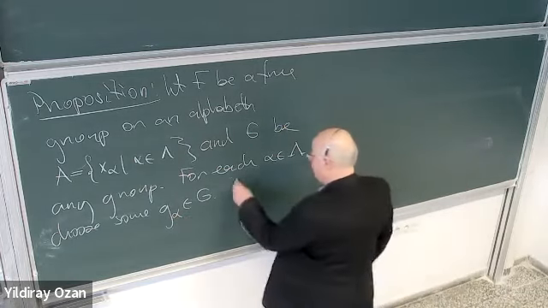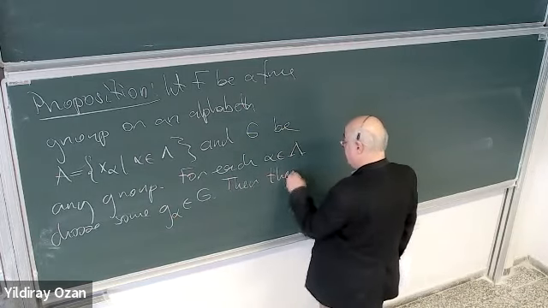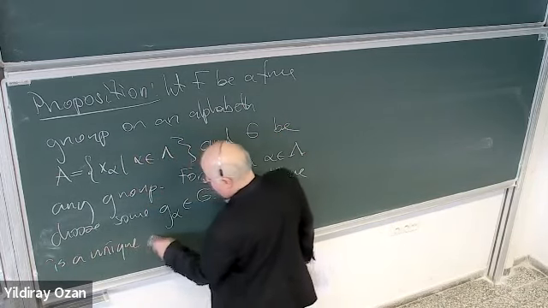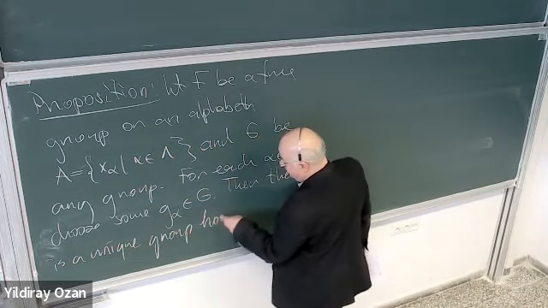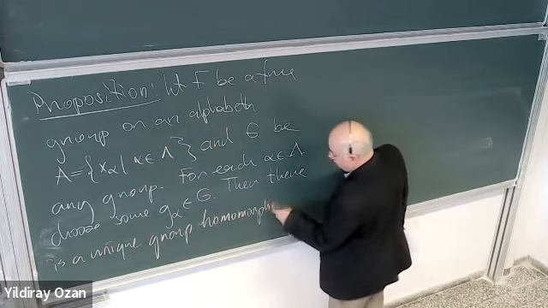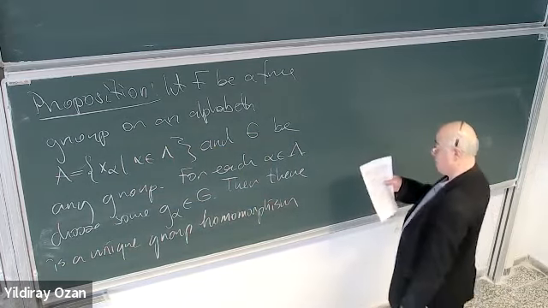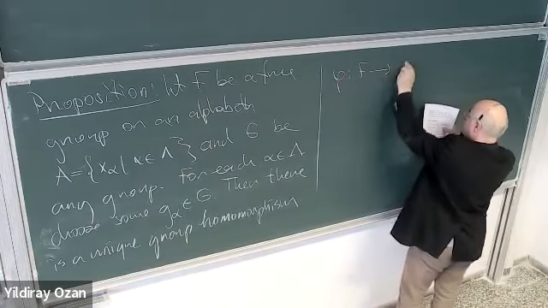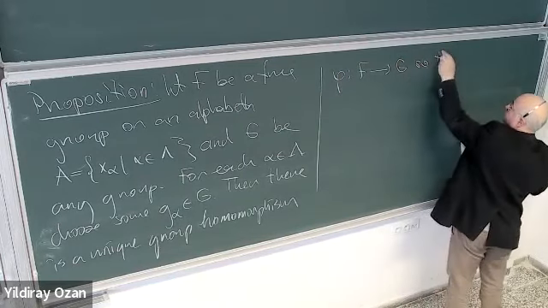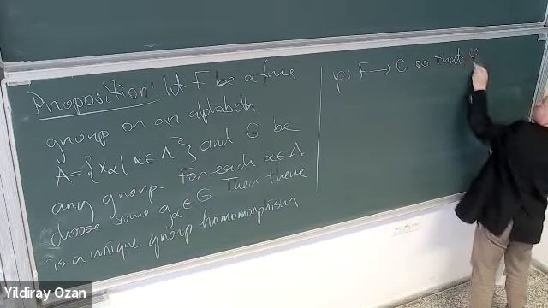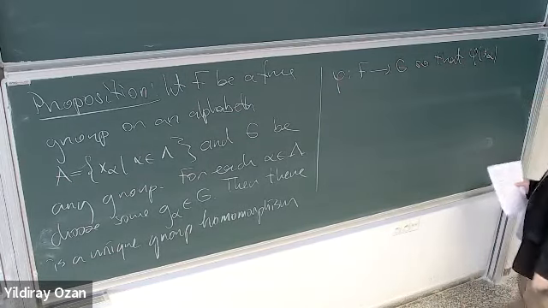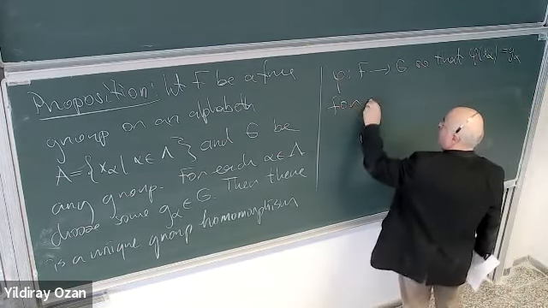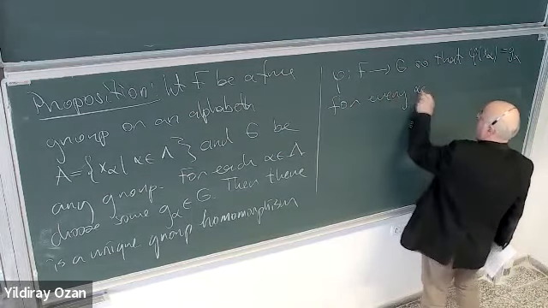Conclusion şu o zaman. Then there is a unique group homomorphism phi from F to G, so that image of X alpha is just G alpha for every alpha in the index set.